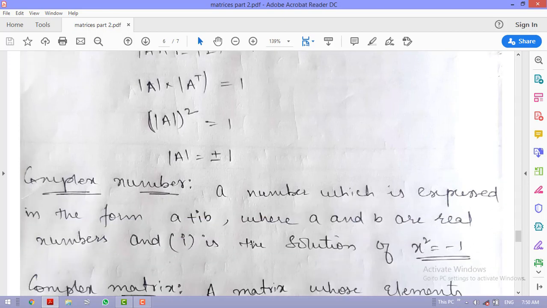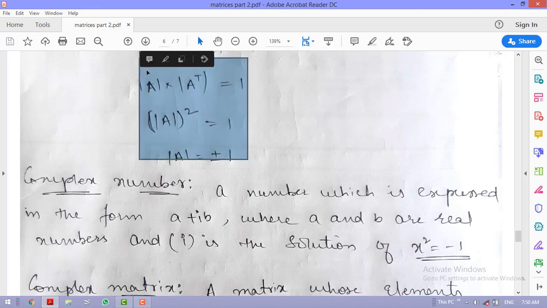You just have to keep in mind these particular properties, and if it is asked in the exam, you simply have to write them.